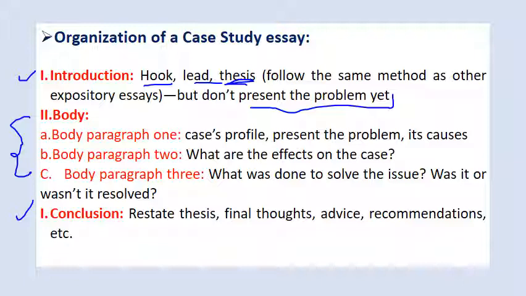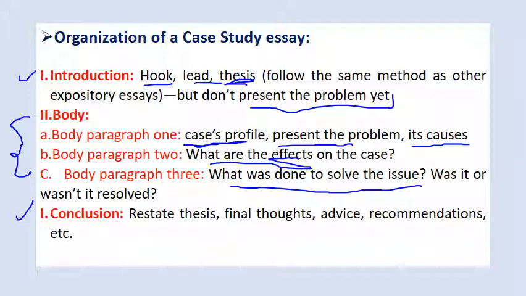The first body paragraph, you present your case. Let's say you're talking about a person who is called Adham, who went through COVID and had serious health issues. Adham, who is a 46-year-old person who works at a plastic factory in Beirut, was affected by it. You present his profile, present the problem, its causes, how did he get infected. The effects in the second body paragraph, how did that affect him, and the solution. Was it solved? How was the issue solved or resolved? That's if it was. What was done about it?